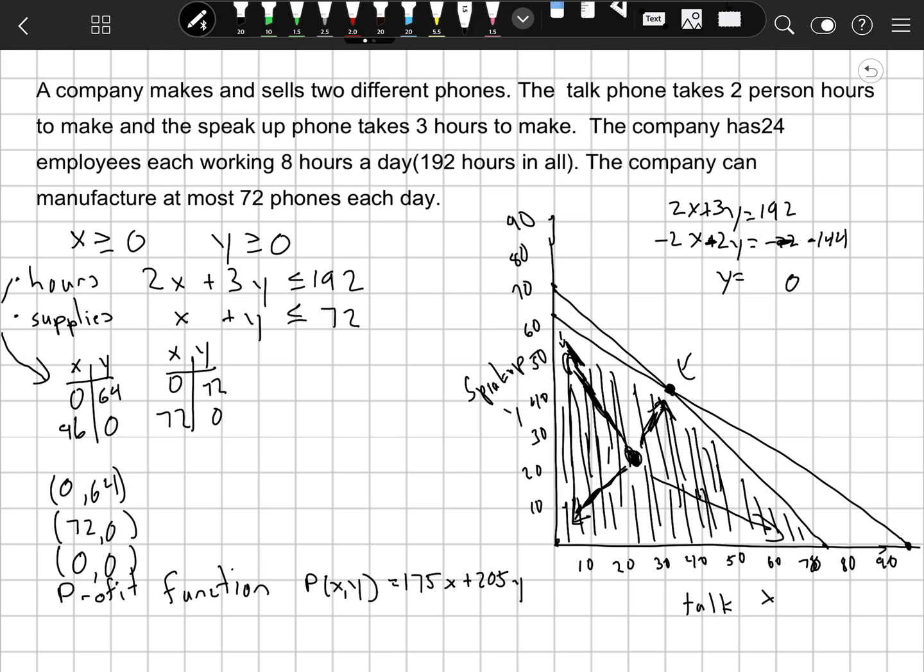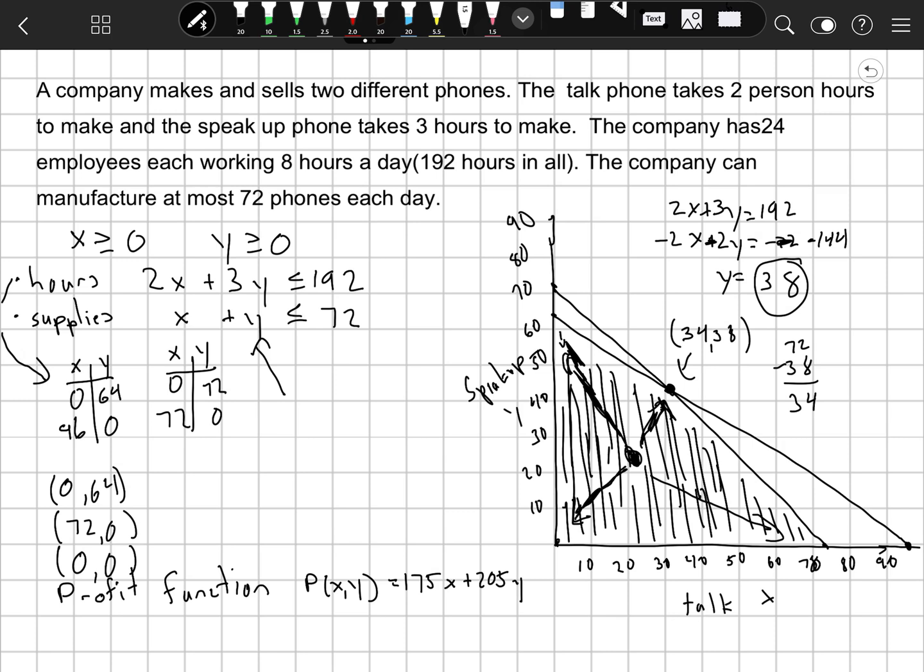So 192 minus 144, and we get 12 minus 4 is 8, and 8 minus 4 is 3, and I believe we get 38. Does that look about right for y? I hope so. And if y is 38, let's plug it into the original problem right there. 72 minus 38, and 6 minus 3, 34. X is 34. Maybe we're off just a little bit, but 34, 38 right there.